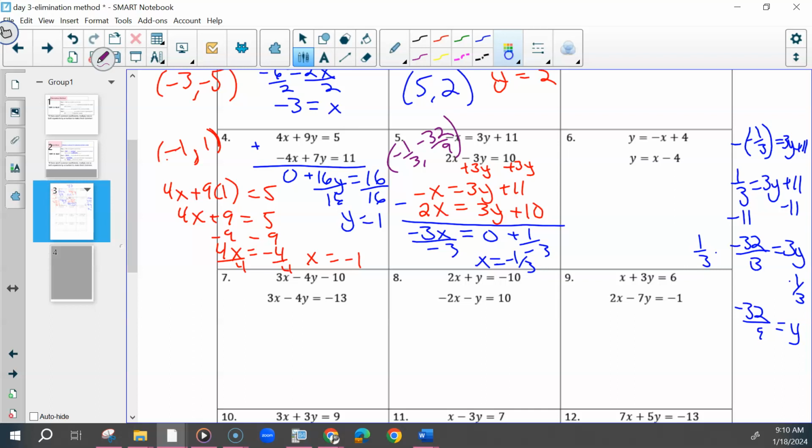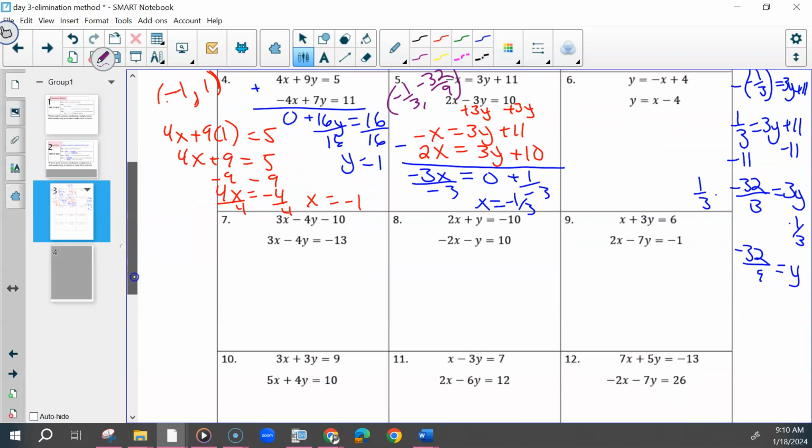Number 7 is missing an equals. It's supposed to be before the negative 10. Go ahead and put that in there. We'll hold off on doing that for now. Skip to number 9.